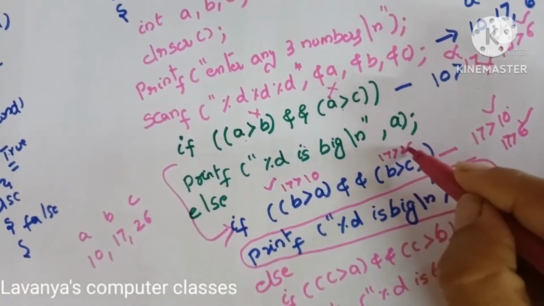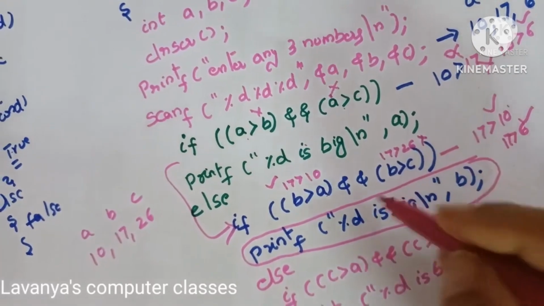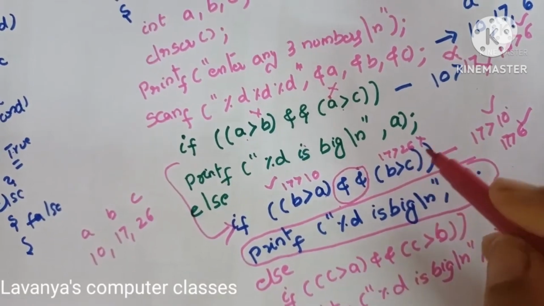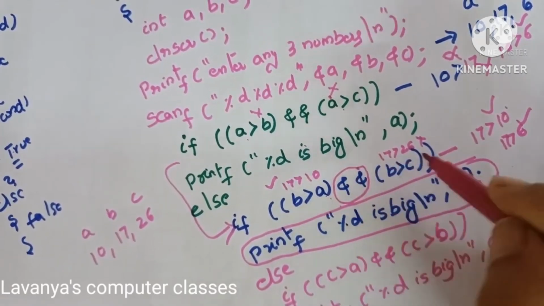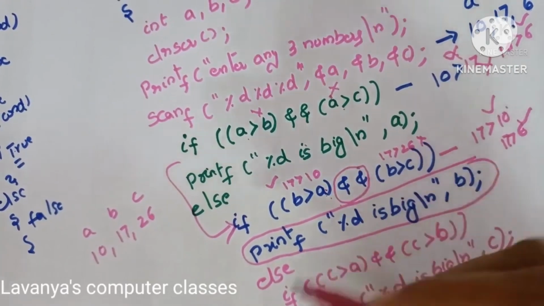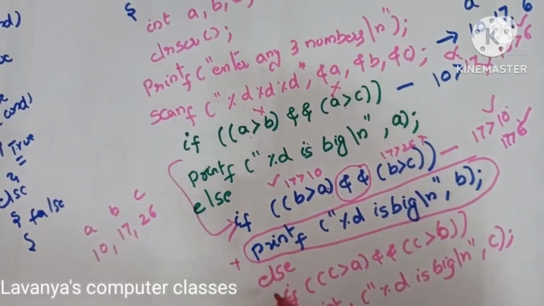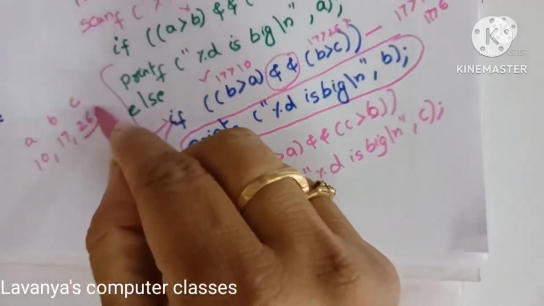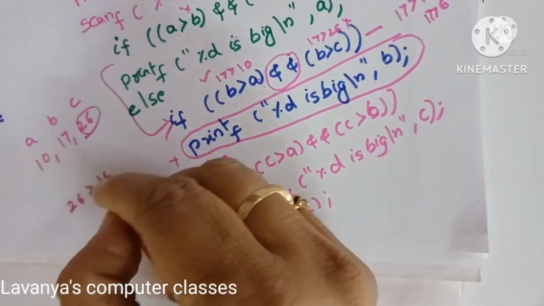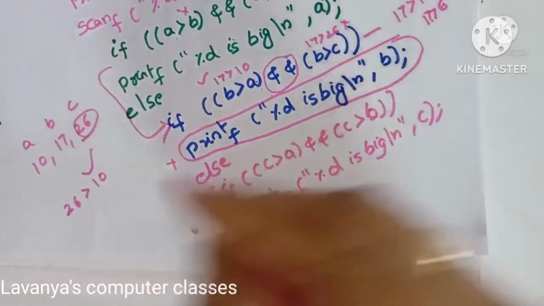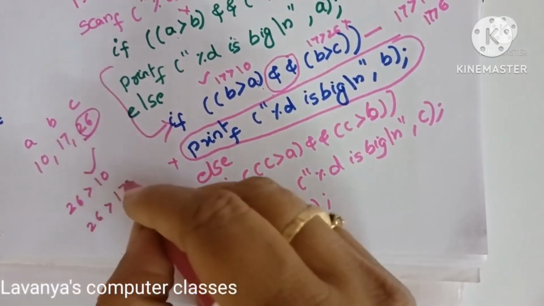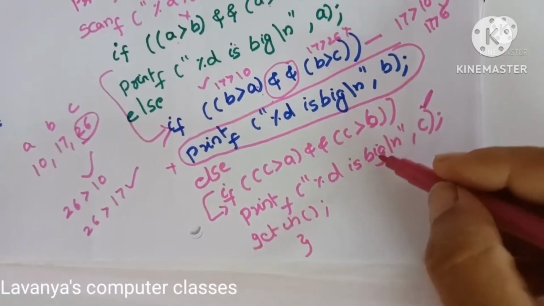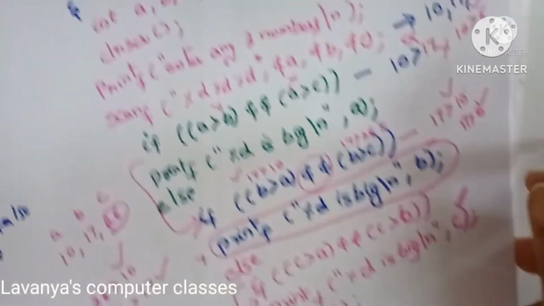17 greater than c value 26: second condition is false. But these two conditions are combined with the AND operator. Whenever conditions are combined with the AND operator, all conditions must be true. Here one is true, one is false, so it is also not working. Then it goes to after else. What is there? c greater than a. What is our c value? 26. 26 greater than a, yes, true. c greater than b, 26 greater than 17, also true. Both conditions are true, then the result is true. That's why the answer is c is big. Okay, so like this the program is working.